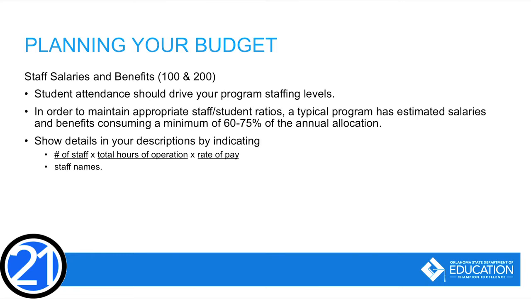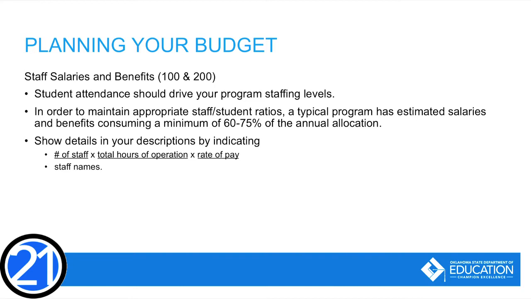Every 21st Century program should have the student attendance drive the amount of staff needed. Salary and benefits of all staff in a typical program usually is a minimum of 60 to 75% of the annual allocation. If you find you are not using that level of pay in your budget, we encourage you to perform a needs assessment, and maybe your program could offer something that will draw higher attendance if needed. Or, if your student-staff ratio is high, you might consider adding more after-school staff.